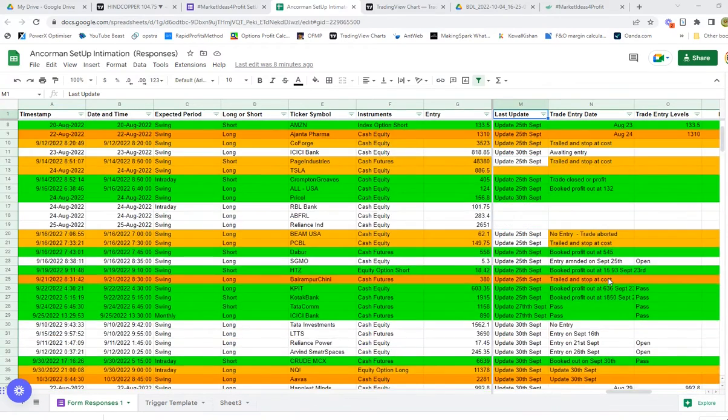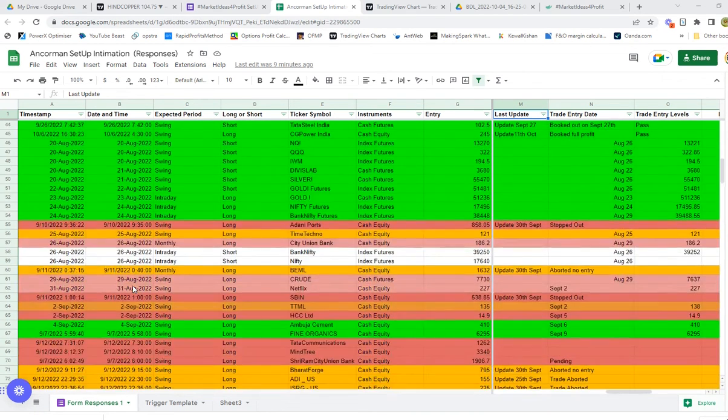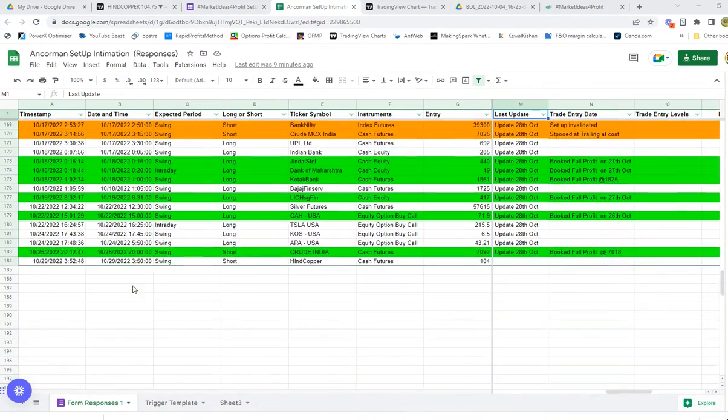So this is a spreadsheet of all the trades that I've recorded from somewhere in the end of August, starting the 2nd of August, last week of August, and right up to today. Today there was one trade that I entered on the 29th of October. So 10th is the month, 29th is the date. This is the timestamp, 3:52 is the time that I placed this trade here.